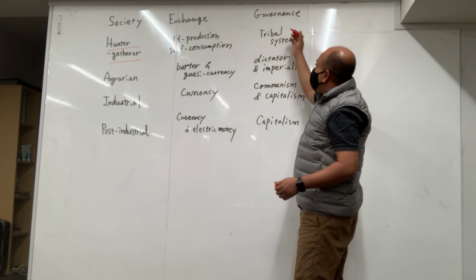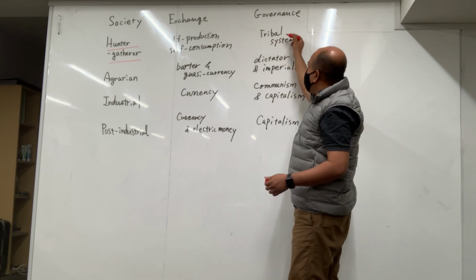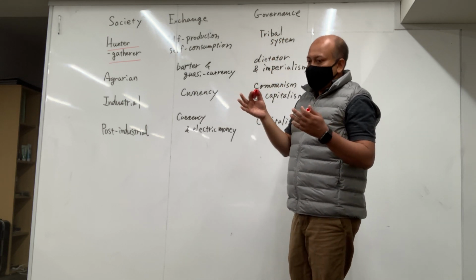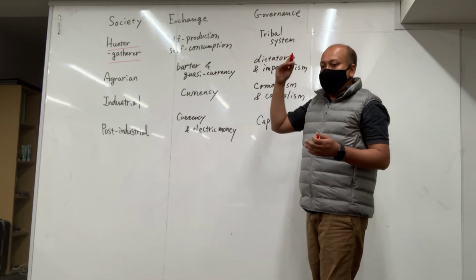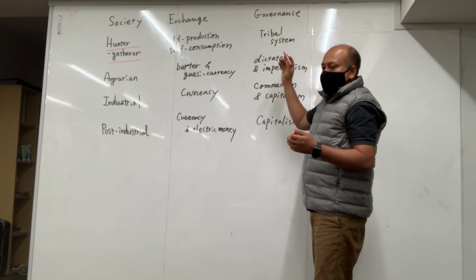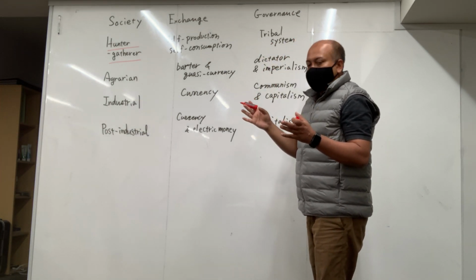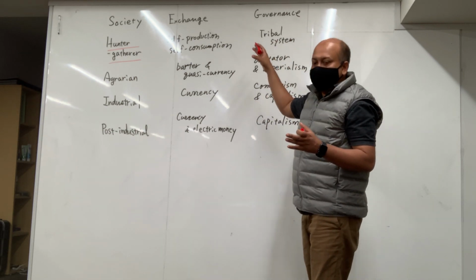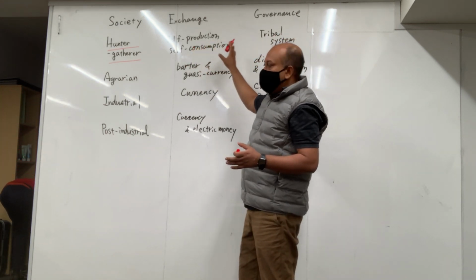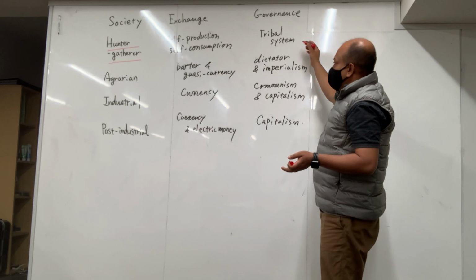We also talked in the last class about the governance system of the hunter-gatherers. They followed the tribal system. A tribal system means a group of people, more or less connected by blood, who follow one leader and the leader's decisions. The most important feature is that the tribe was not very big, so they mostly knew each other and were very closely connected. That was the very basic feature of the hunter-gatherer society, and this is the content of our previous class.